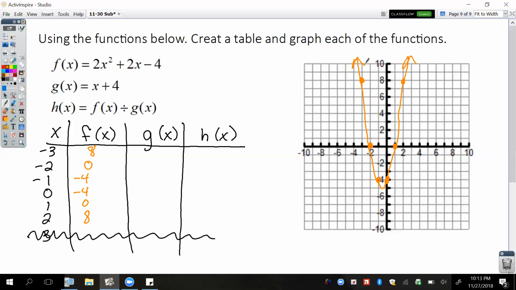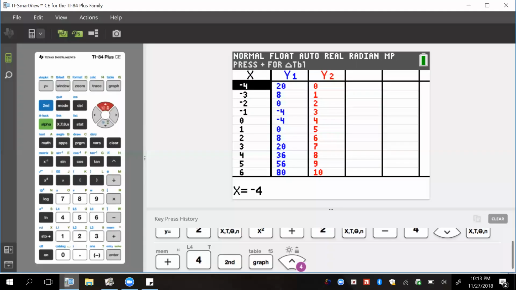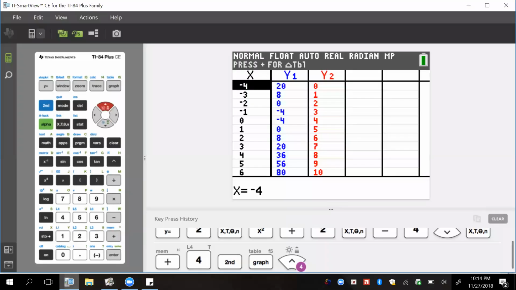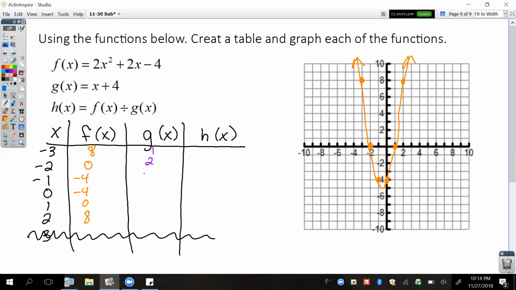Then I want to go in and fill in my g of x for those same numbers. So here we go. I'm going to go back to the table. When x is negative 3, we've got 1, and then it just goes down in order. So we've got over here for g of x, 1, 2, 3, 4, 5, and 6.